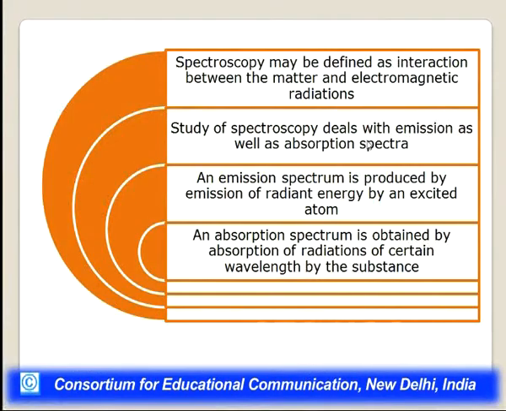For a recap, what is a spectroscopy? It is an interaction of the electromagnetic radiation with the organic matter. Electromagnetic radiation can be infrared, ultraviolet, or visible, and any electromagnetic radiation has to interact with the organic molecule. The study of spectroscopy is based on emission as well as absorption spectra. Emission spectra is produced by the emission of radiant energy by an excited atom, and absorption spectra by the absorption of radiations of a certain wavelength.